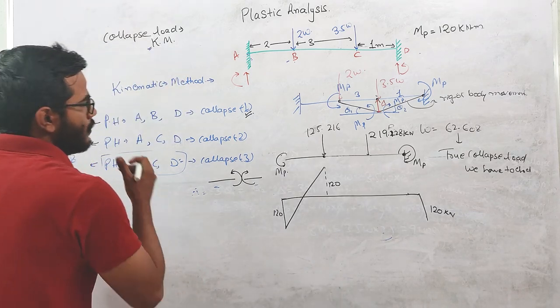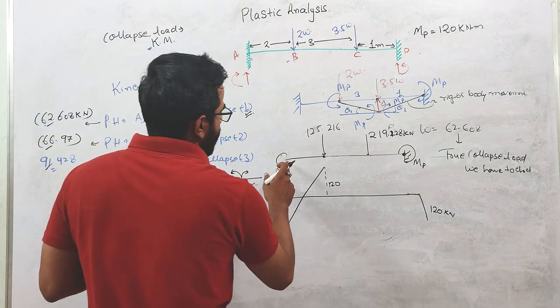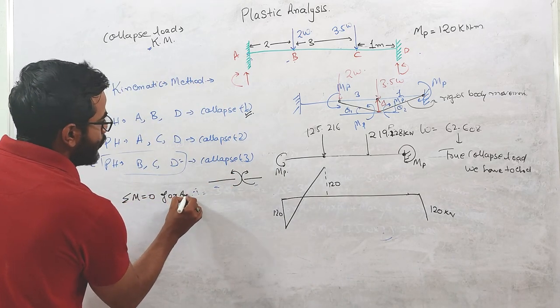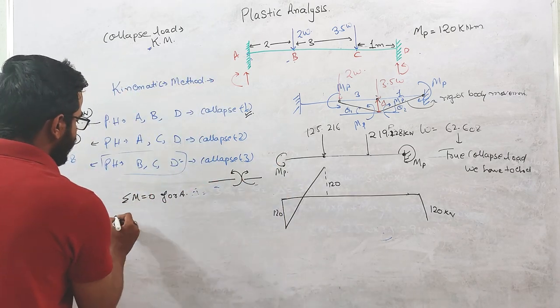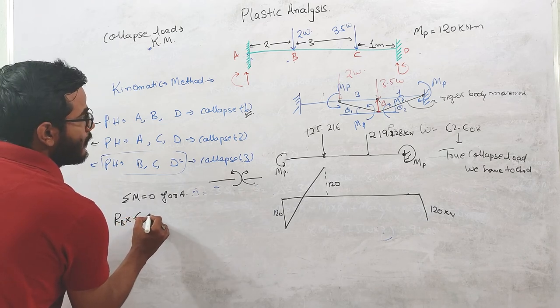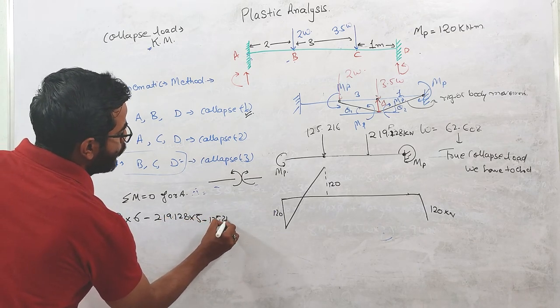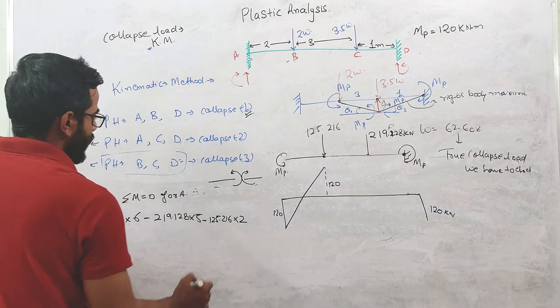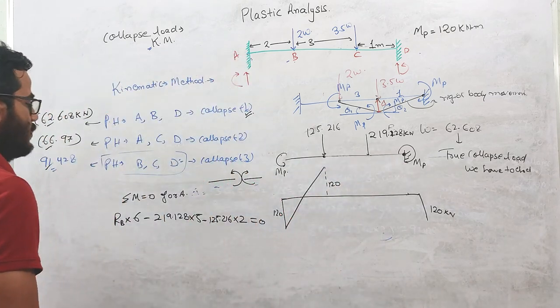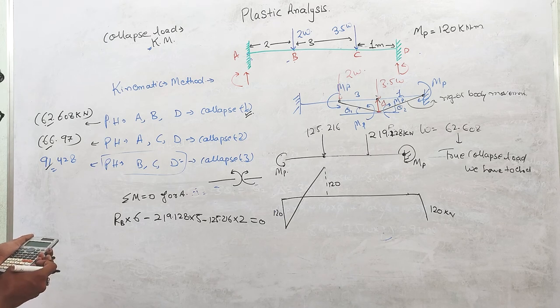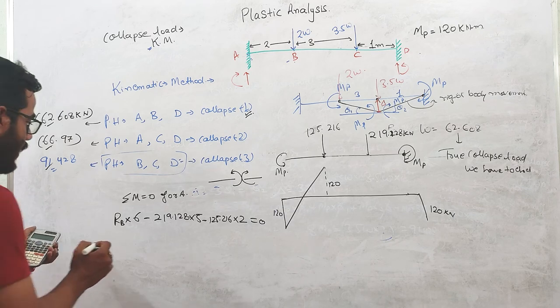Again, this is very simple. We will be calculating the moment at this point. I will be using the equation summation M equals 0 at A. So I can write RB into 6 minus 219.128 into 5 minus 125.216 into 2 equals 0. This MP will cancel out. So RB equals 219.128 into 5 plus 125.216 into 2, divided by 6.